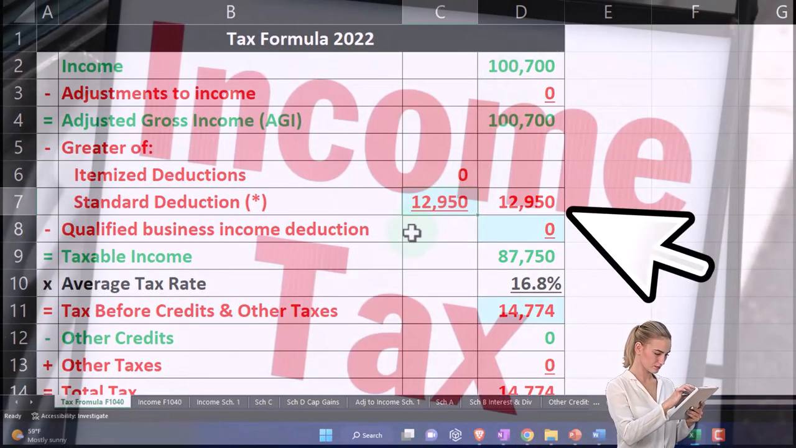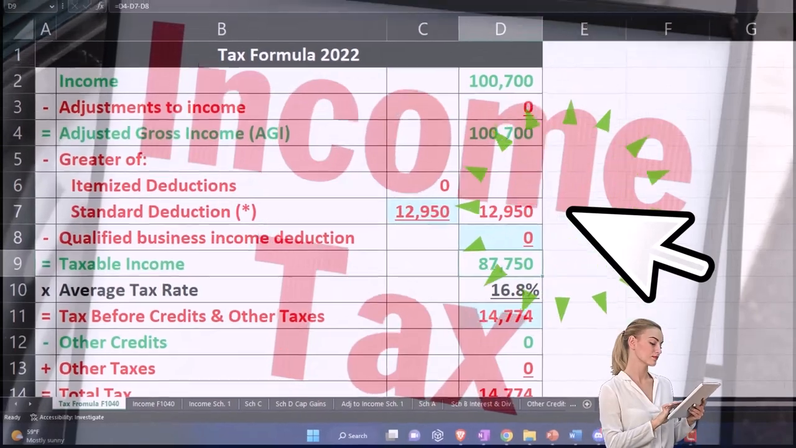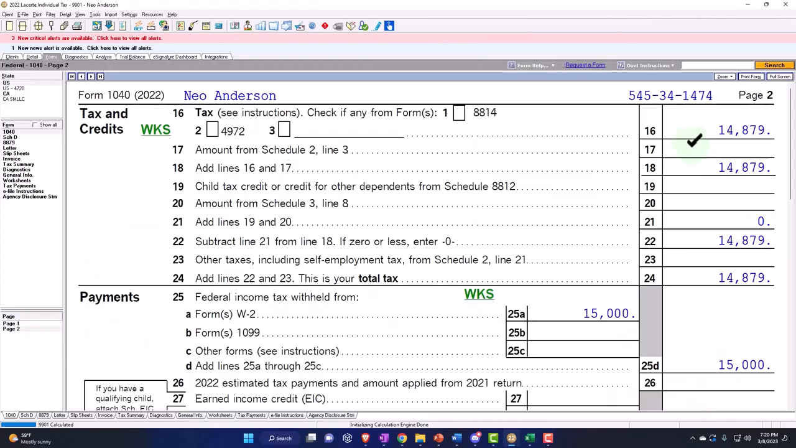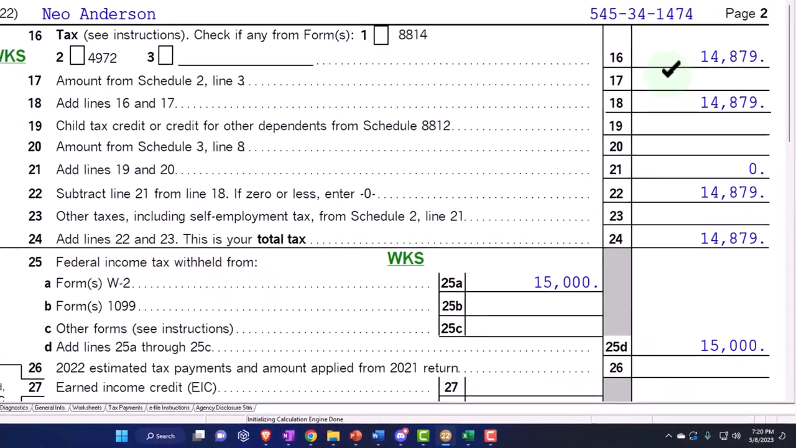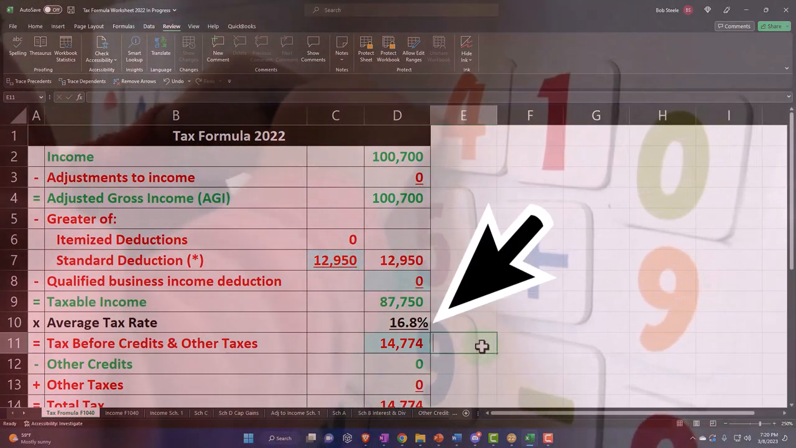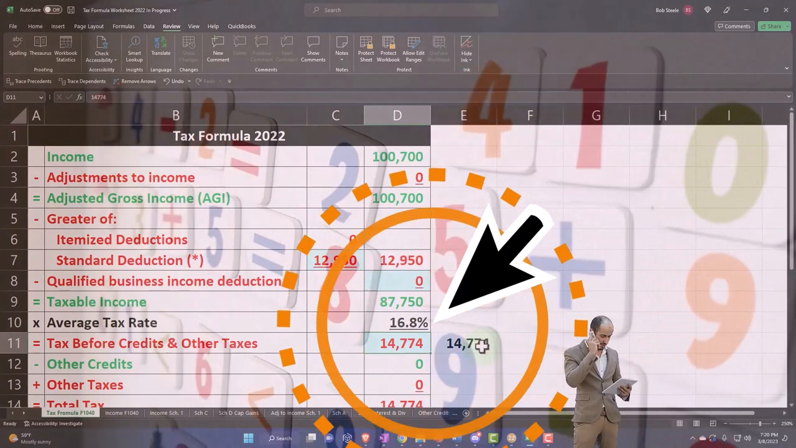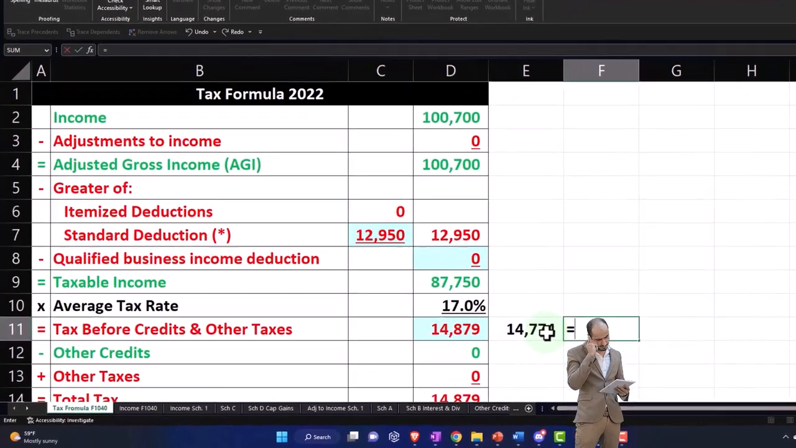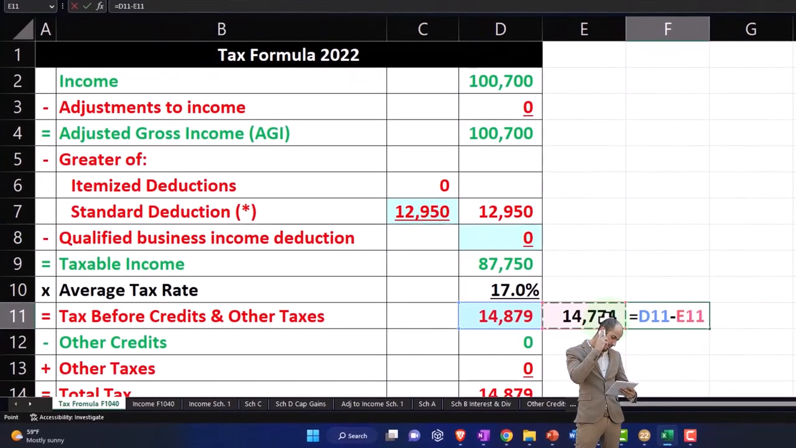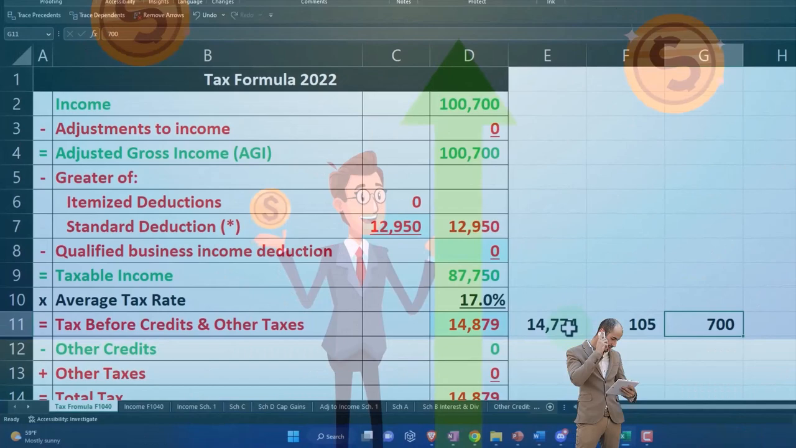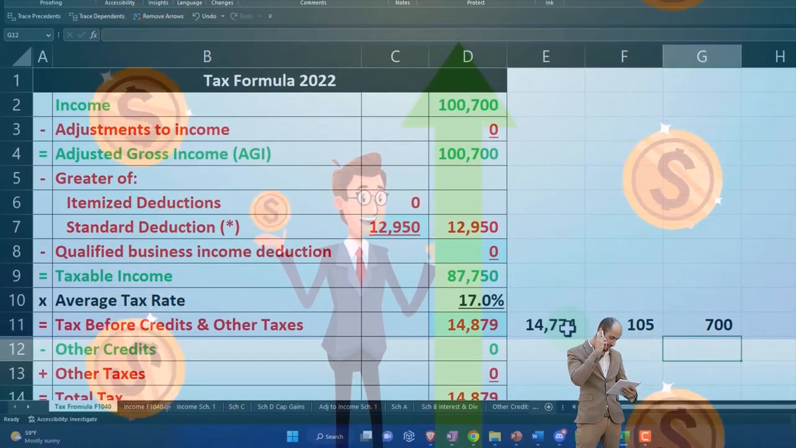We still have the 12,950 here. That's the 87,750, which should match. So with 87,750, on page two I'll let the software calculate: 14,879. I'm going to put the old number here. So 14,774 has been changed to 14,879. Notice the difference between those two is now 105 on a $700 increase. So a $700 increase increased the tax by 105.